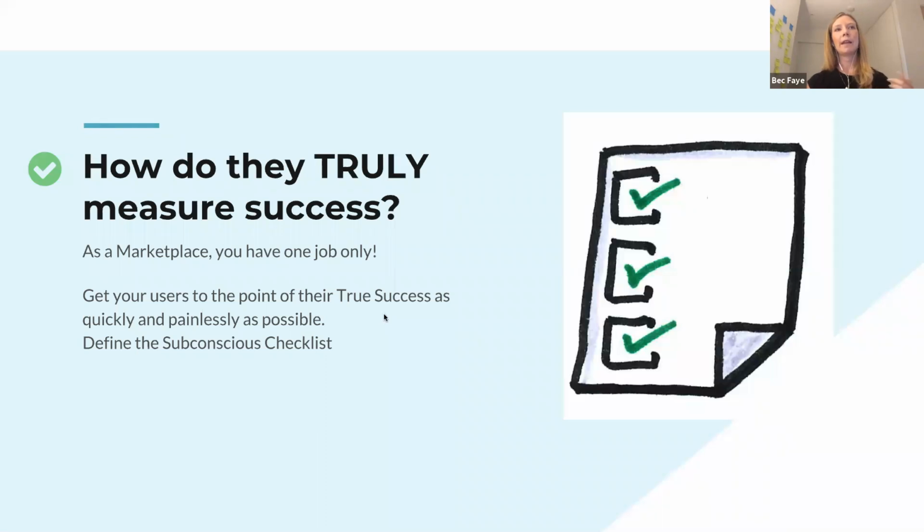Now, think of true success as essentially a subconscious checklist that they go through as they move through the platform. So for example, if you look at Airbnb: I want to go on holiday. I have this idea in my head as to what kind of property I want to stay in. So true success to me might be finding the right property, being able to have a good experience in finding that property on the website, being able to submit a request for booking or to book instantly, and for me to very, very quickly find out that yes, I have got the place that I want.